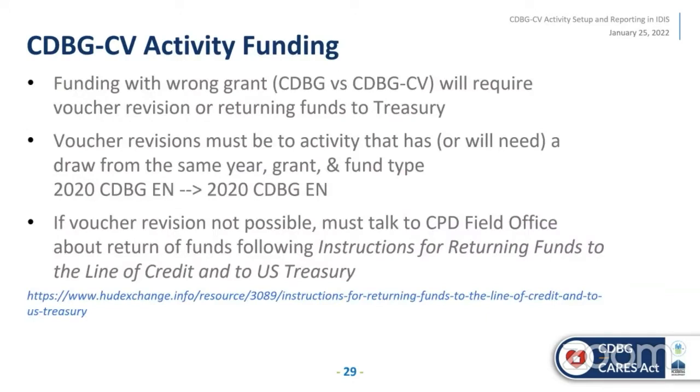So something that we've gotten quite a bit of as questions is what happens when I made a voucher and I used the wrong grant. In this case, there are procedures where you can do a voucher revision, or sometimes if there's no money left and it doesn't work out, you'll be returning funds to the Treasury. If you're in the case where you're returning funds to the Treasury, and you have perhaps no other money that works out so that you can do a voucher revision, talk to your HUD field rep first.